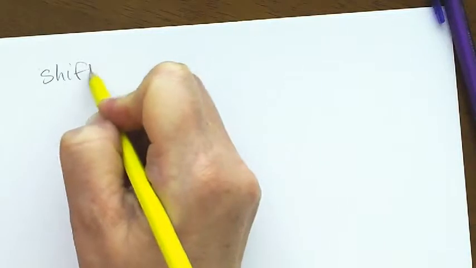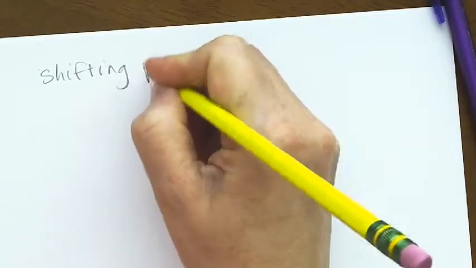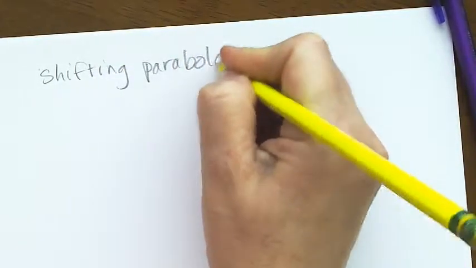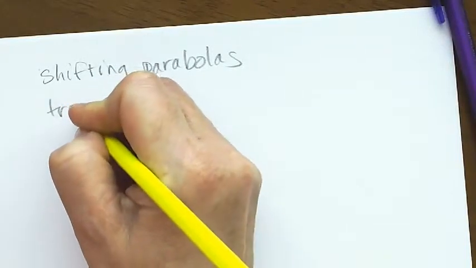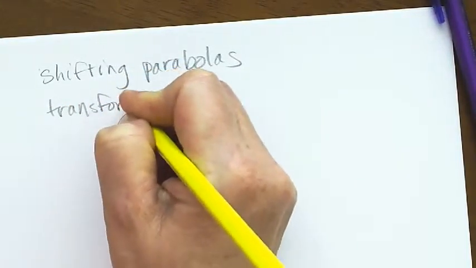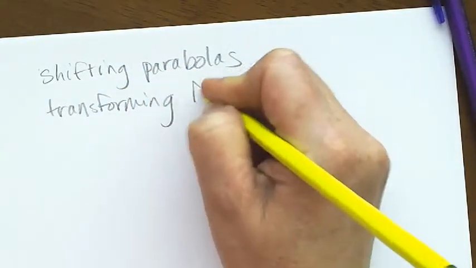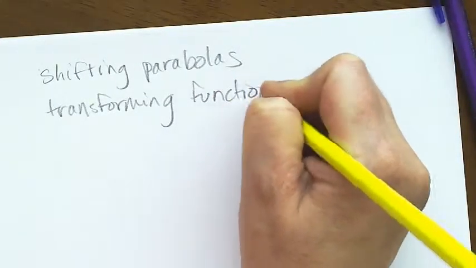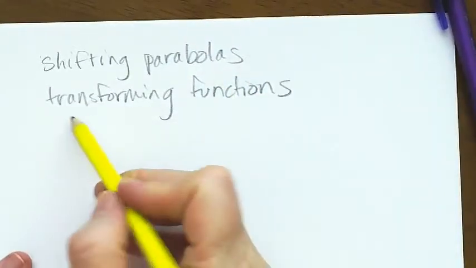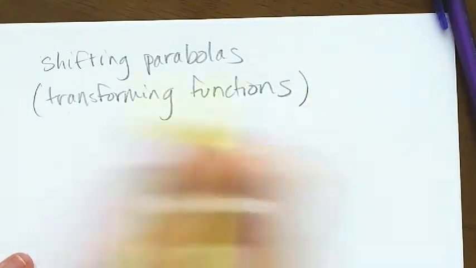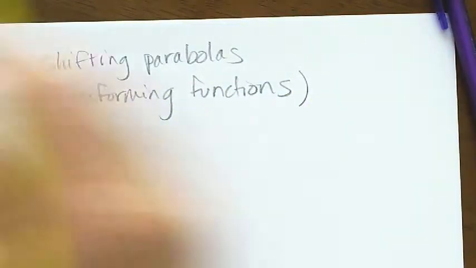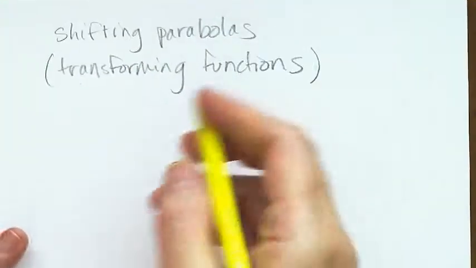Okay, for shifting parabolas and transforming functions, I would like you to add this to your notes. Transforming functions, it's okay if you get between 50 and 100%. Shifting parabolas, I do want 100%.